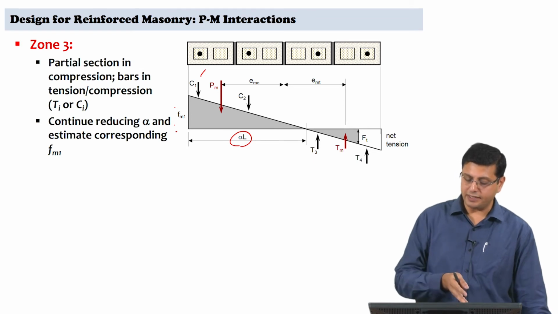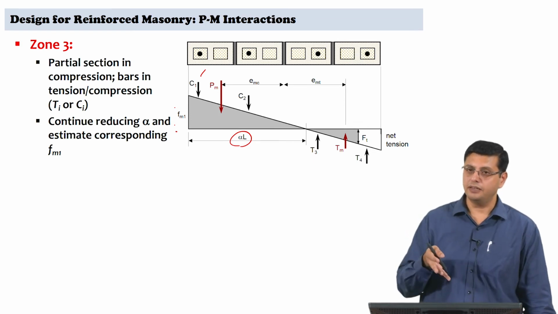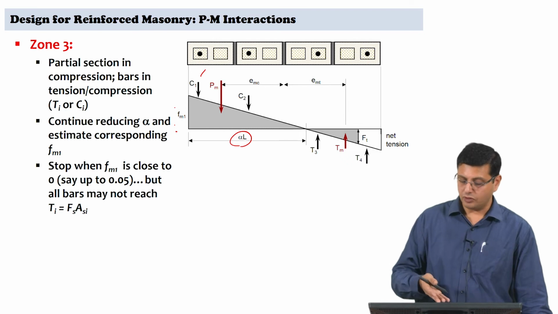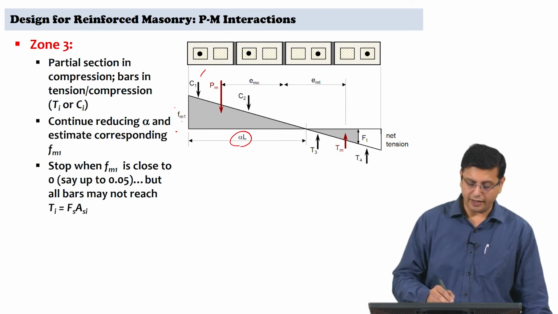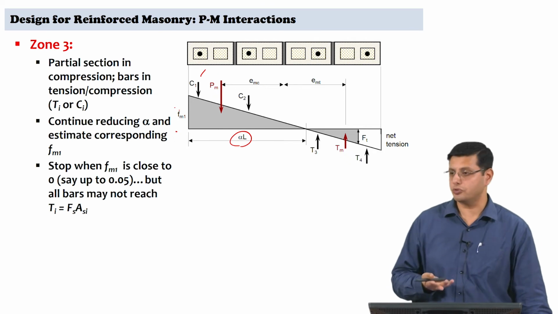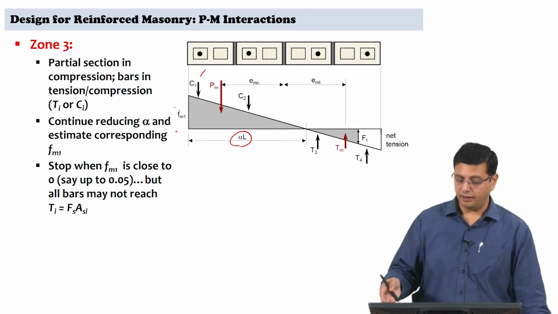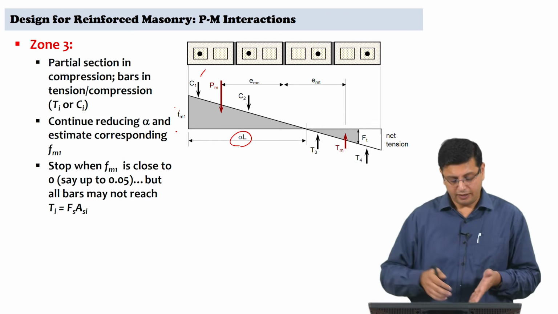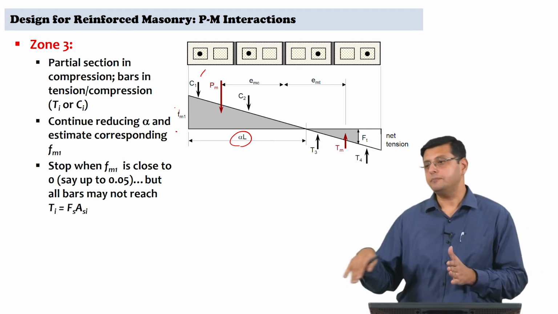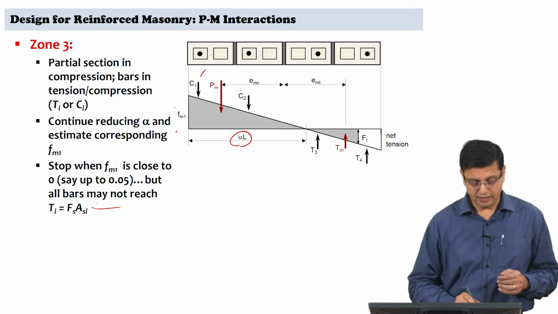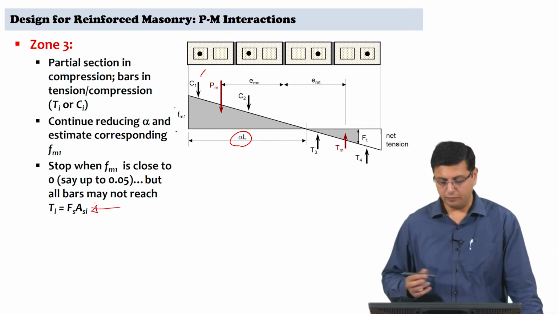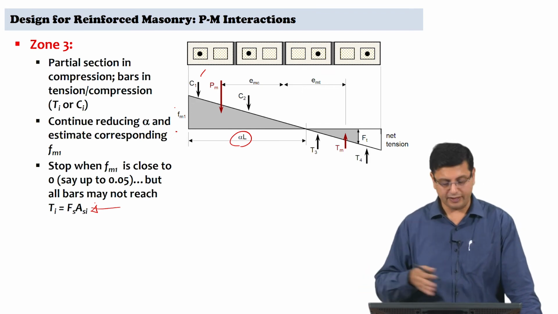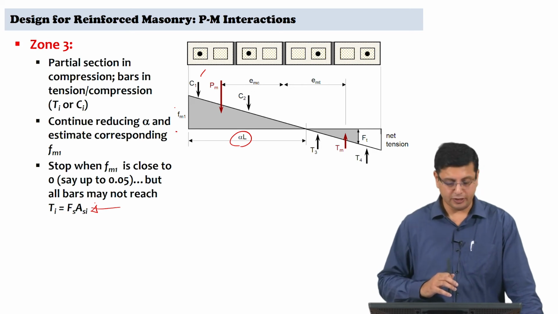You will now see that the moment resistance coming from the compressed part of the masonry is what is being compromised or lost. Of course, in your calculations you can look at a situation where Fm1 is almost close to 0 and stop there. At that situation, depending on the geometry of the wall and the location where the bars are, all the bars may or may not reach the value of permissible force Fs Asi. So that is something which can vary. In this case, 3 bars may reach Fs Asi, whereas 1 bar is less than Fs Asi. So that situation is to be expected.